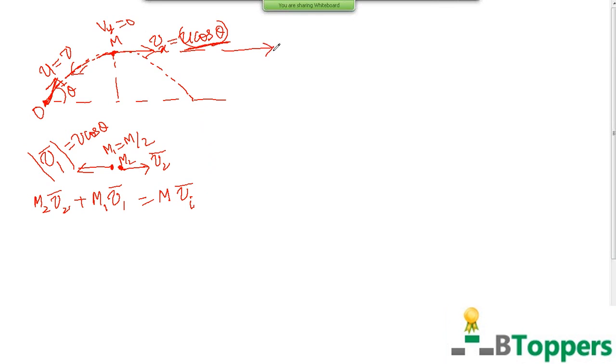So I choose the horizontal direction coinciding with the horizontal velocity just before explosion as the positive direction of the x-axis. So momentum just before explosion is equal to the mass of the body times the velocity just before explosion, which has magnitude v cos theta but is directed along the x-axis; in vector form we can write it as i cap. Mass of each part is m by 2. So the velocity of the first part just after explosion you can write as v cos theta into minus i cap, because the first part returns to the point of projection. That means the velocity of the first part will be opposite to the velocity just before explosion, but has the same magnitude, equal to u cos theta.